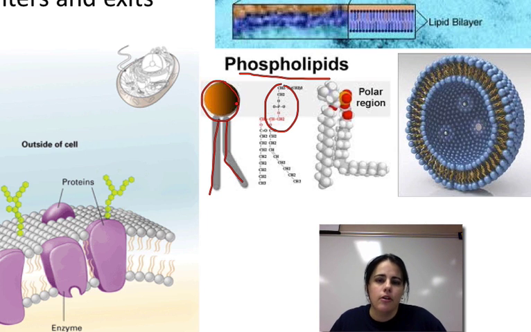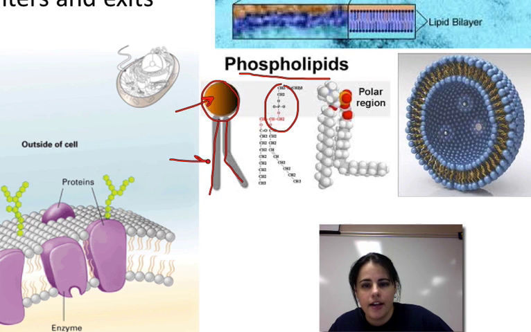And the fact that it's polar means that one side of the phospholipid loves to be by water, because water's polar too, and the other side hates to be by water. It's hydrophobic. So this part of the phospholipid, the head, loves water, it is hydrophilic, and the fatty acid tails, they are hydrophobic.